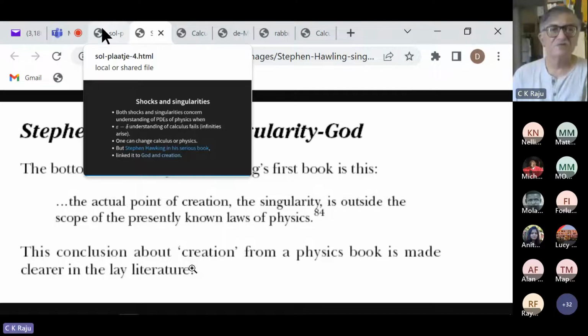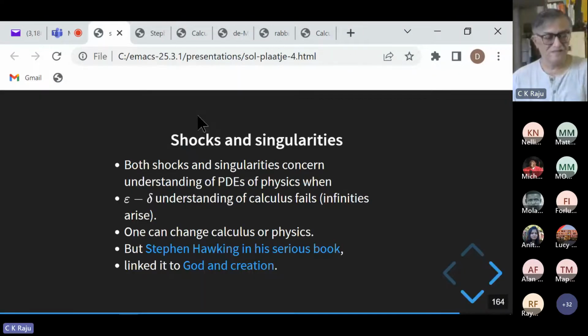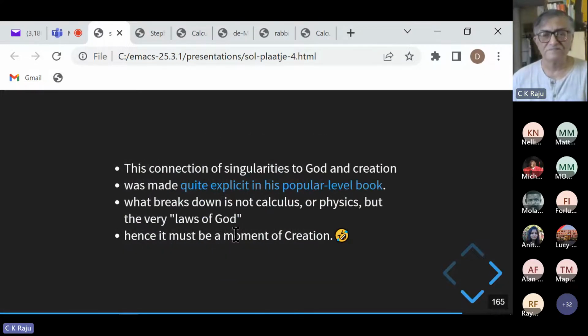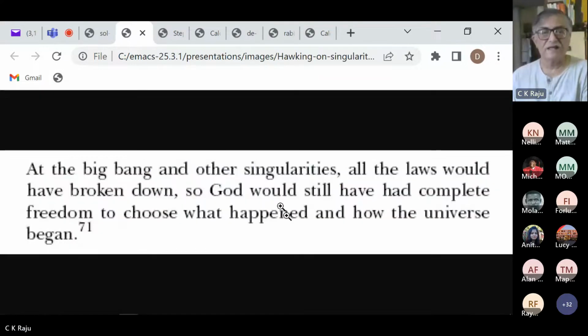All right. So this is what he does. It's not calculus which fails, it's not physics which fails, it is something about God and creation. So this is made quite explicit in his popular book. At the Big Bang and other singularities, all laws are broken down. So God would still have had complete freedom to create, to choose what happened and what world to create.